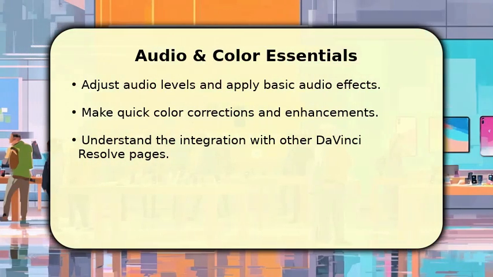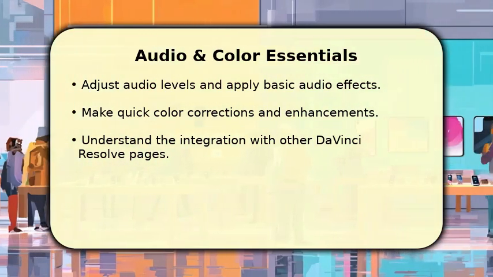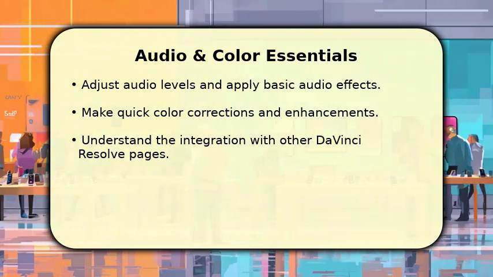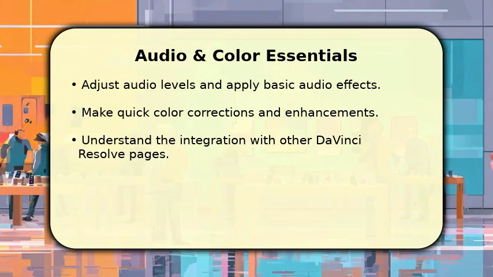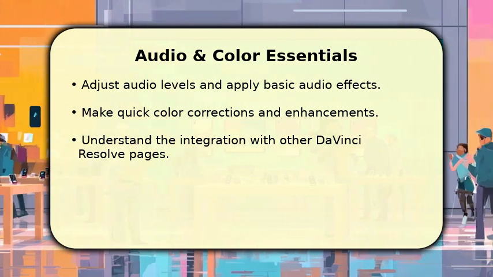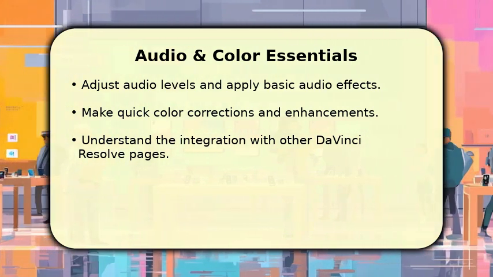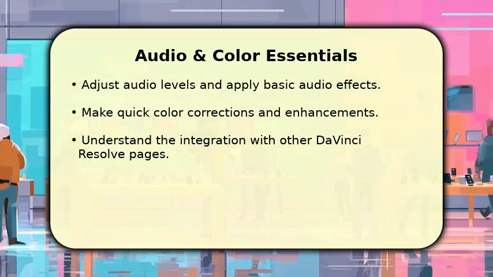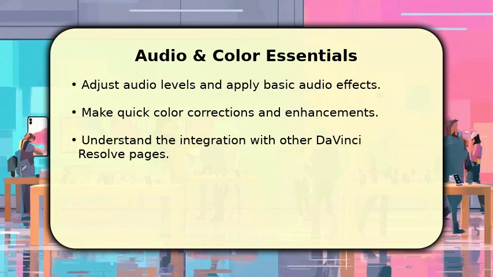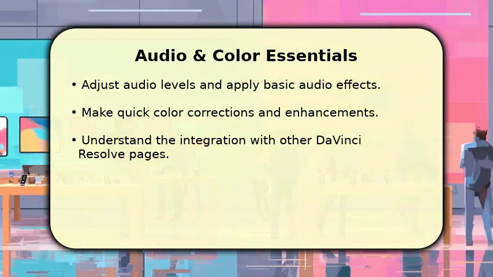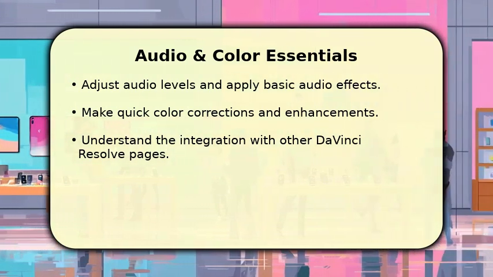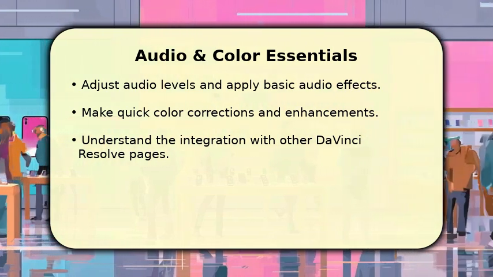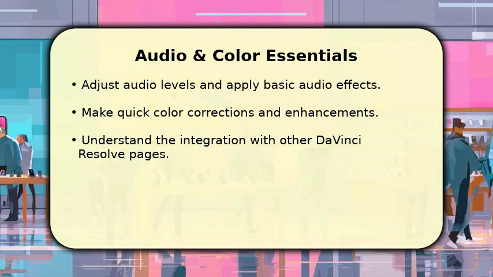Even on the cut page, you have powerful audio and color tools at your fingertips. Easily adjust clip volume using the inspector, and apply basic audio effects like a simple equalizer or compressor. For color, use the quick color correction tools to balance your shots, adjusting exposure and contrast in just a few seconds. Remember, the cut page seamlessly integrates with the edit, color, and fairlight pages for more advanced adjustments when needed.